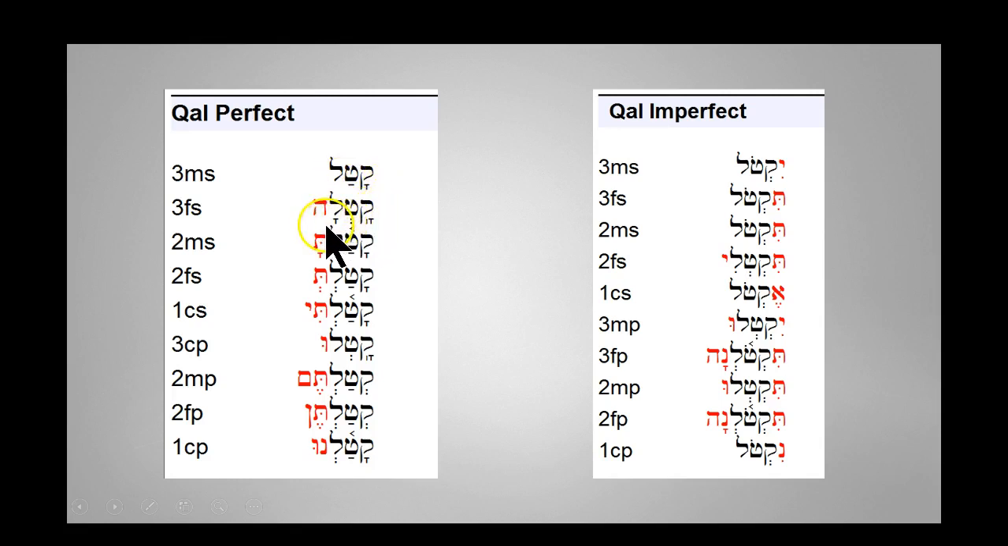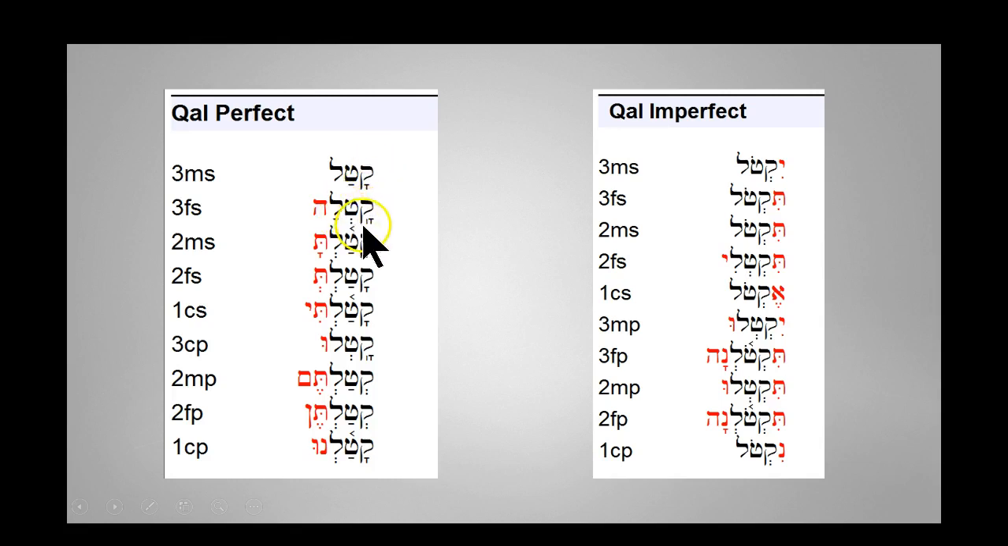Qatal, qatala, qatalta, qatalt, qatalti, qatalu, qatalttem, qatalten, qatalnu. A couple of things to notice. Accent mark here, so this is a vocal sheva. Qatala, so make sure you get that right.